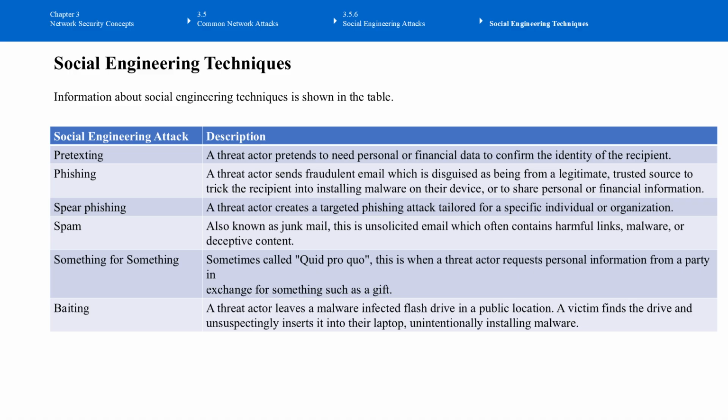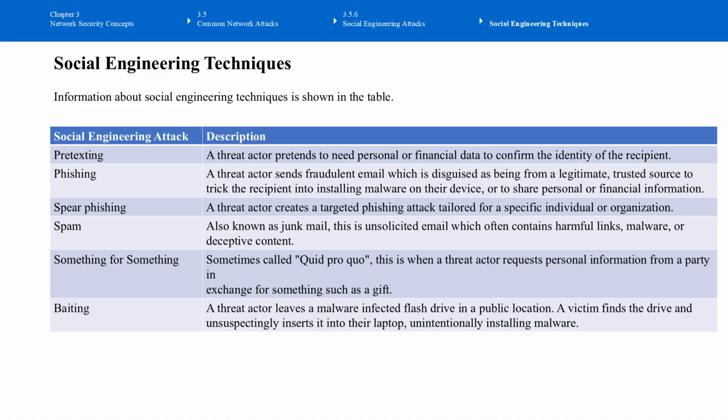Common social engineering attacks include pretexting. The attacker creates a fake story or situation to convince someone to provide personal or financial information. Phishing. A fraudulent email or message appears to come from a trusted source and tries to steal information or get the victim to install malware. Spear phishing. A targeted phishing attack designed specifically for a particular person or organization. Spam. Unwanted or junk messages, often containing malicious links, malware, or deceptive content.